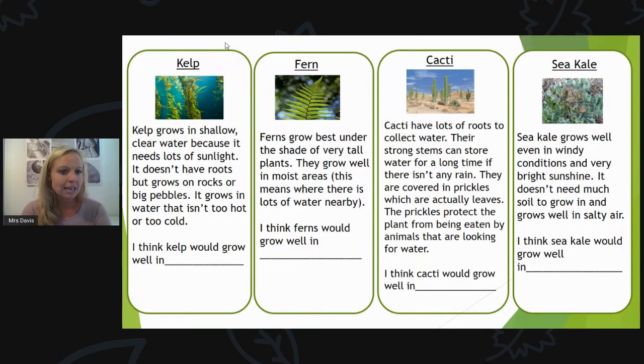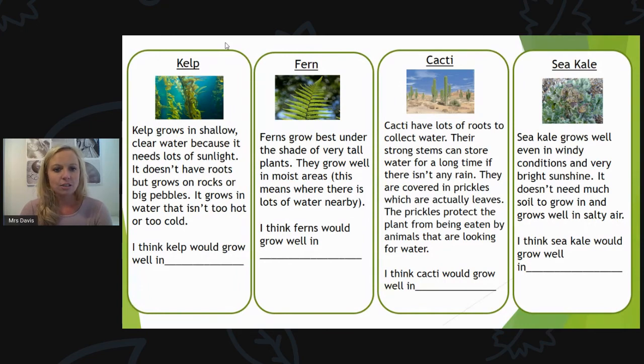It grows in water that isn't too hot or too cold. I think kelp would grow well in... and then it is up to you to decide where you think kelp is going to grow well. What type of environment, what type of habitat do you think kelp would grow well in? And then the same for fern.